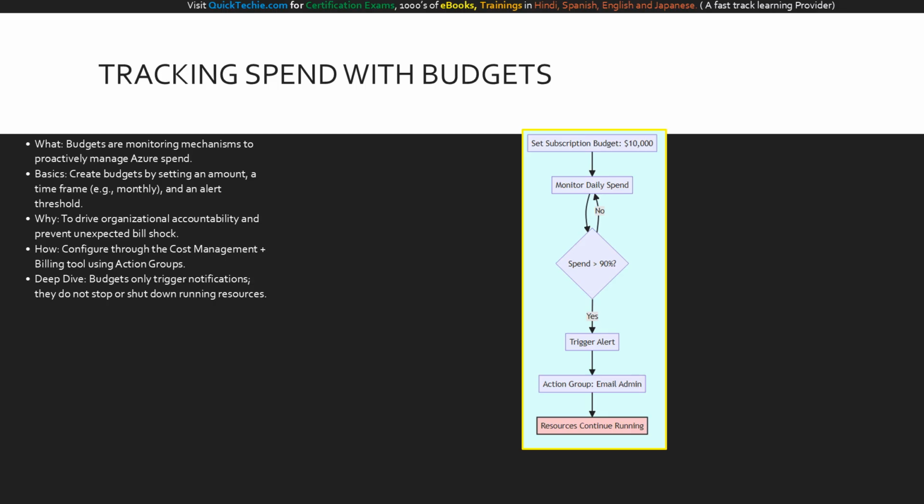Budgets are strictly a monitoring and notification tool. When a budget threshold is exceeded, a notification is sent to an action group, but Azure will not automatically stop or shut down your running resources.